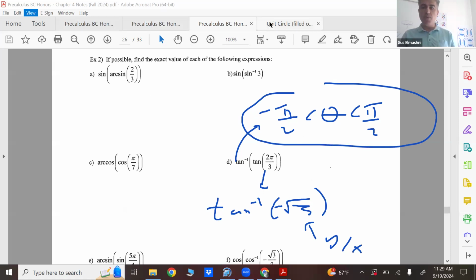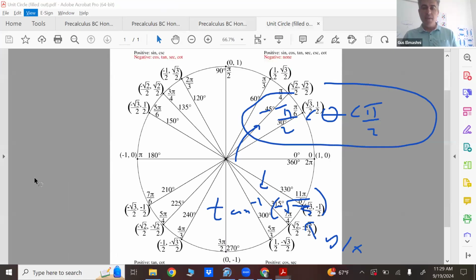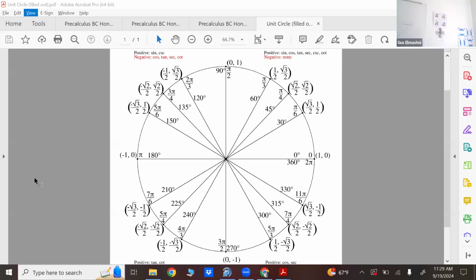Let's look at my unit circle. Where's y over x? Negative root 3. Y over x can be negative root 3 definitely over here. Sorry, my bad. Over here. Because if you do y over x, you do get negative root 3. We do root 3 over 2 over negative 1/2. So definitely could be 2 pi over 3. But that's outside the range.